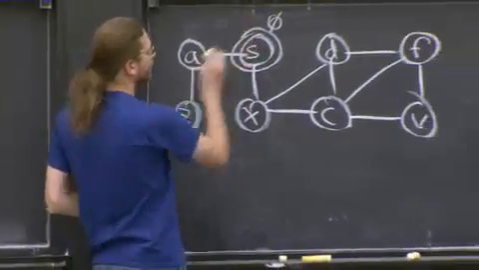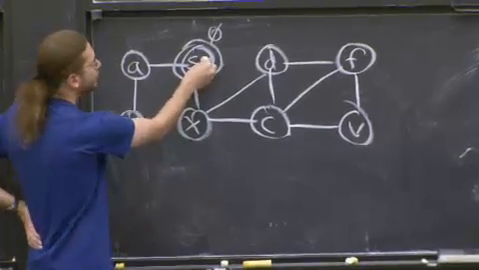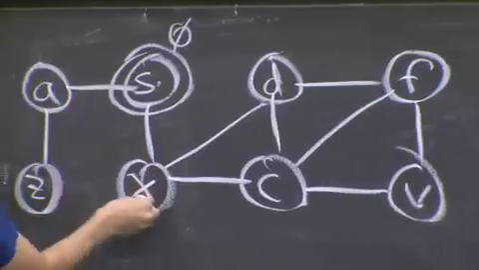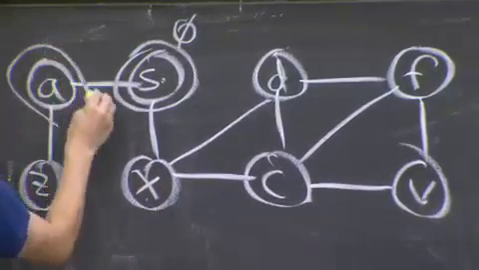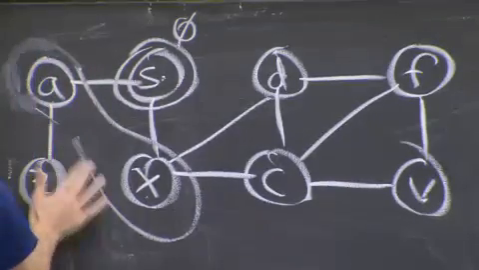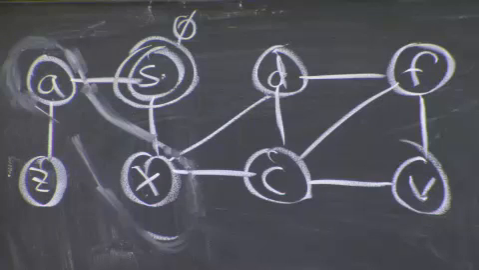So first frontier is this thing. Frontier just has the node S, so we just look at S, and we look at all the edges from S. We get A and X. So those get added to the next frontier. Maybe before I go too far, let me switch colors.